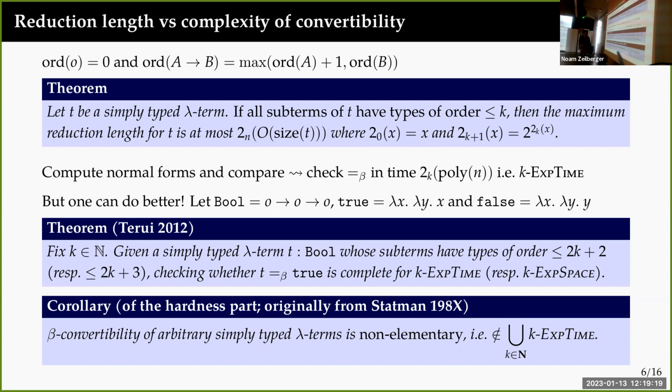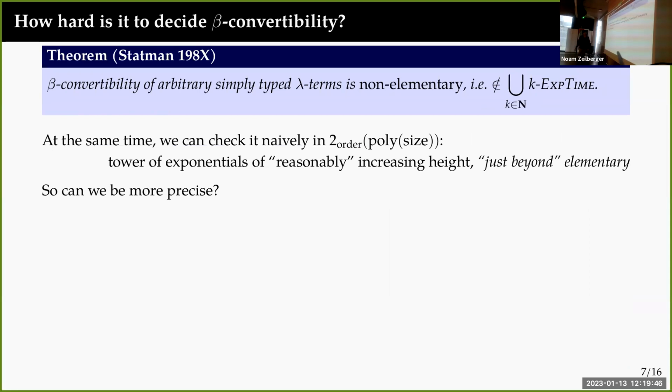So we say that it's non-elementary, because the class of so-called elementary recursive functions is a union of all these K-time classes. I'm stating this as a corollary of Theru's result, but the non-elementariness of beta convertibility was already known in the 80s. It's a result of Statman. All right, so we have this well-known old result.